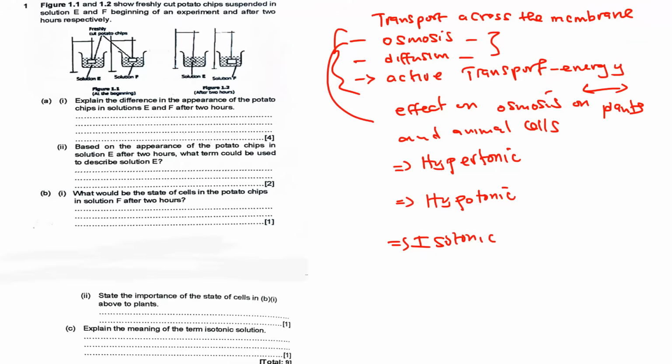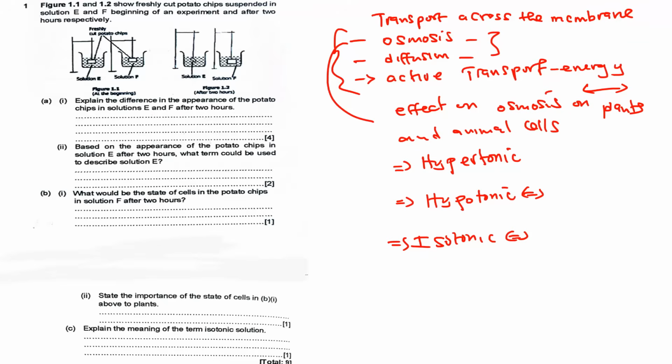Then hypotonic solution is the one that is less concentrated, or it has high water potential compared to the inside cell. Therefore, there's movement of water into the cell. Then isotonic solution, there's equal concentration of the sap, or that inside the cell, and also outside the cell. In other words, there's equal concentration.